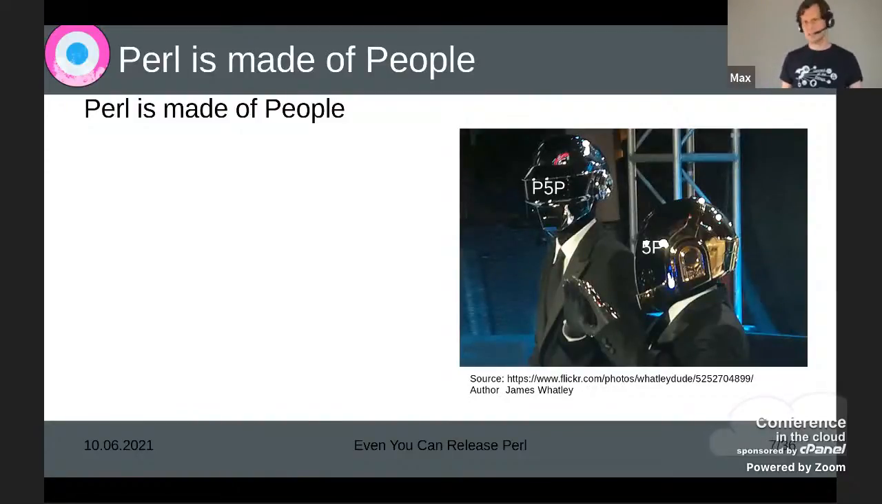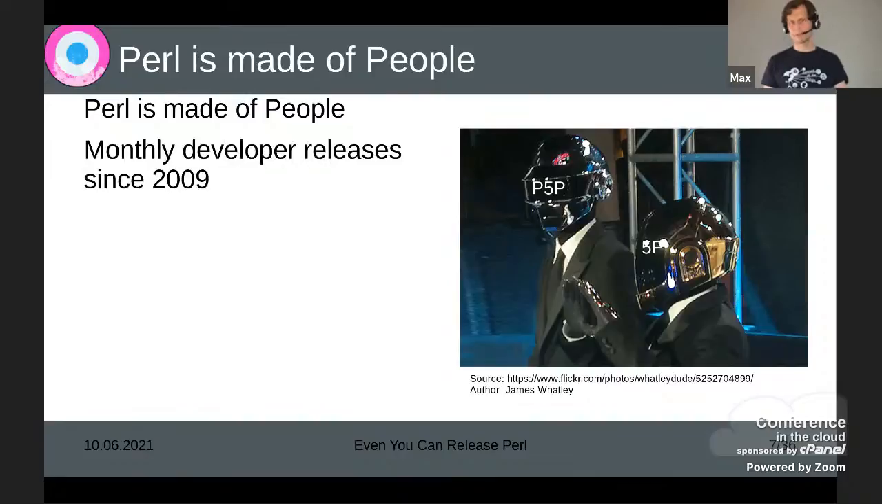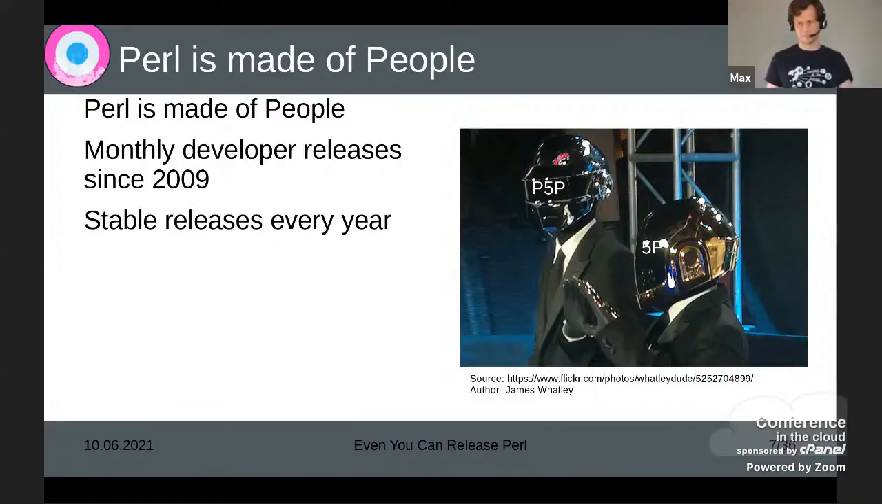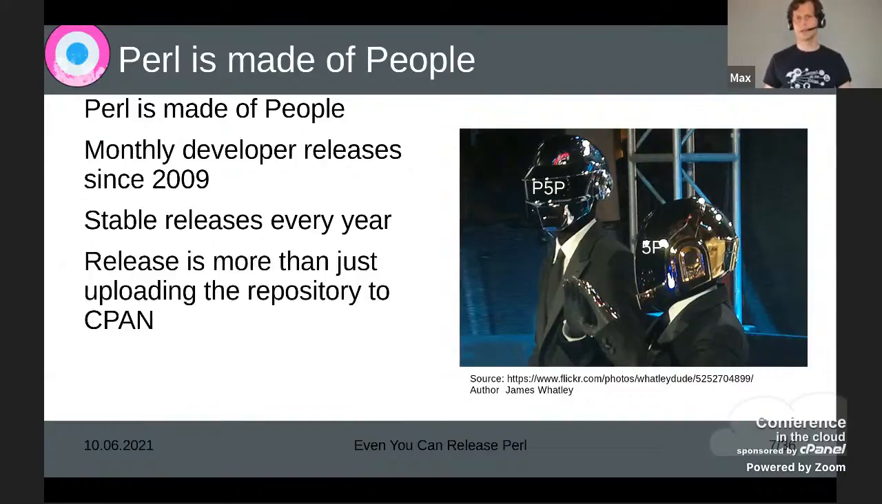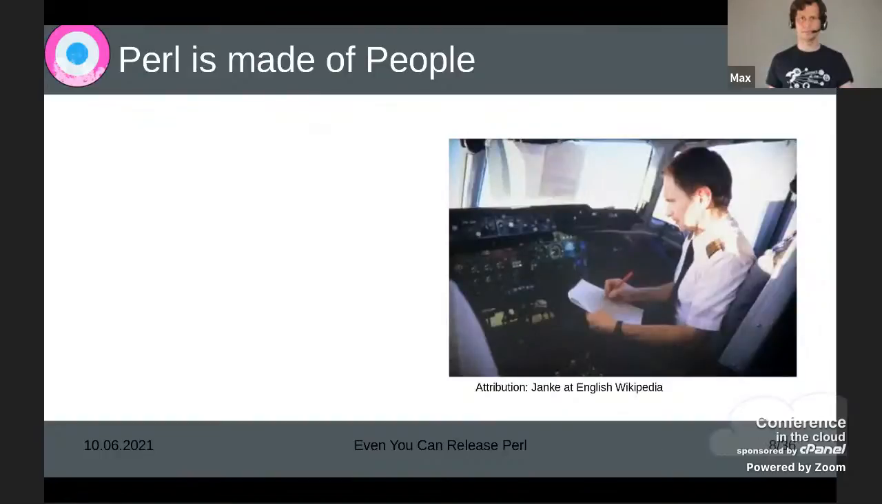So as you might know or are about to realize, Perl is made of people, and those people have done monthly developer releases of Perl since 2009. There's one stable release of Perl every year. Any release is a bit more than just uploading the current state of the repository onto CPAN. But it's not that much more.